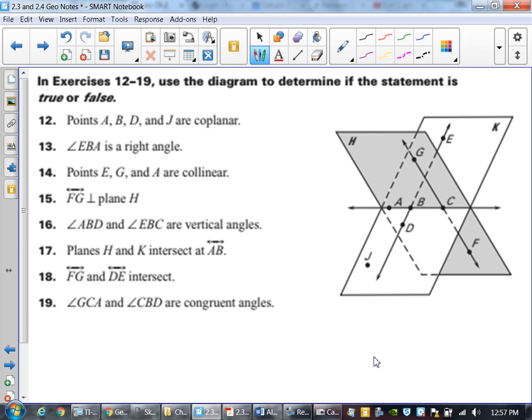As you go through bits of information that's given to you, we want to be able to tell if it's true or false. Is it something you can infer from a diagram? Well, in this first one, it says points A, B, D, and J. A, B, D, and J. Are those points coplanar?